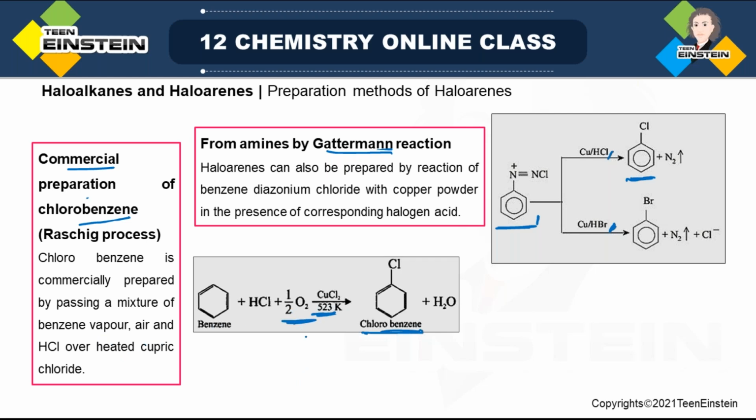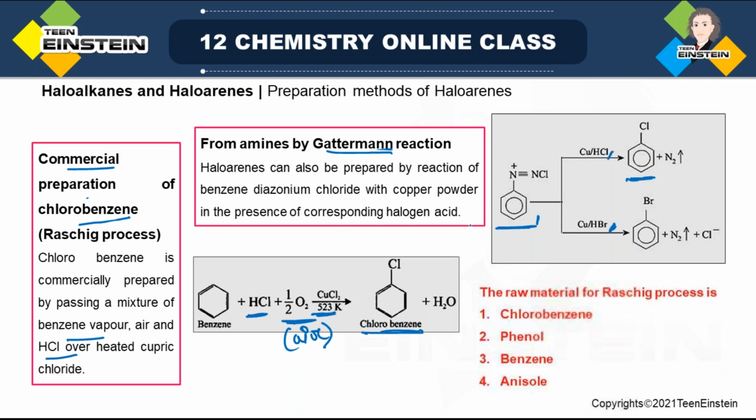Now air is nothing but oxygen, so it is actually acting as an oxidizing agent. HCl is there, which is acting as a source of chlorine, though CuCl2 is also present. So benzene vapor, air and HCl, the mixture of these three is passed over heated cupric chloride and ultimately you get chlorobenzene.